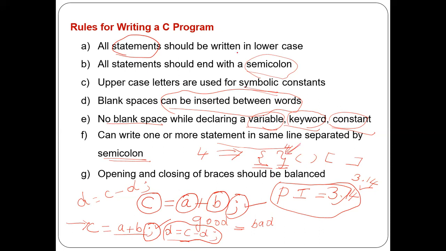Just recollect what we have discussed now. All statements should be written in lower case, all statements should end with a semicolon, uppercase can be used for a symbolic constant, blank spaces can be inserted between words, no blank space while declaring a variable, keyword or constant, you can write one or more statements in the same line separated by semicolons, and opening and closing of braces should be balanced. So I hope you understand this topic.